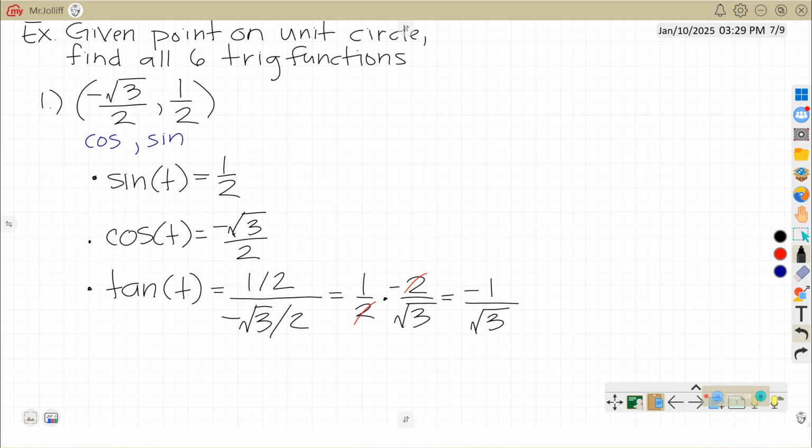I see that and it makes my skin crawl. So we need to rationalize the denominator. And that sounds scary, but it's really not, because all we're going to do is multiply top and bottom by whatever the bottom is. Bottom is root 3. Just going to multiply top and bottom by root 3.